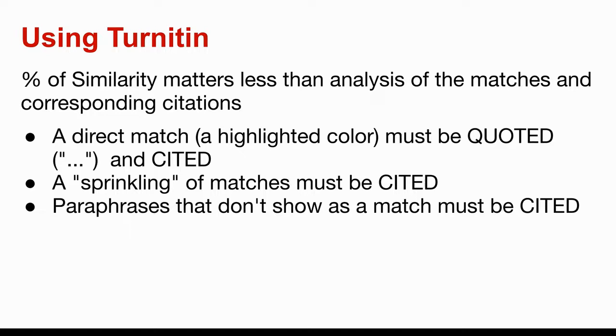So a direct match is going to be highlighted, and we have to look at that match and make sure it's quoted and has a citation. A sprinkling of matches, where we have maybe a few words in a sentence or in a paragraph, indicates probably a poor paraphrase. It might need to be reworded, and it has to be cited. It's also possible that a student could have a really good paraphrase and it doesn't show up as a match, but we have a pretty good idea it's not that kid's idea. It has to be cited.